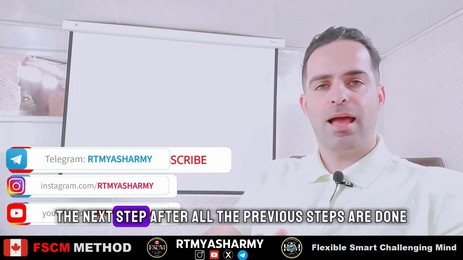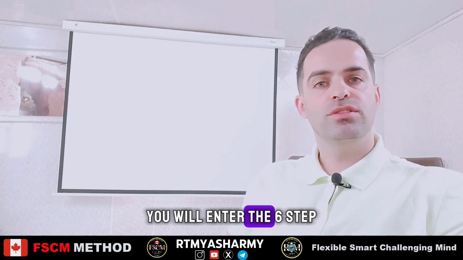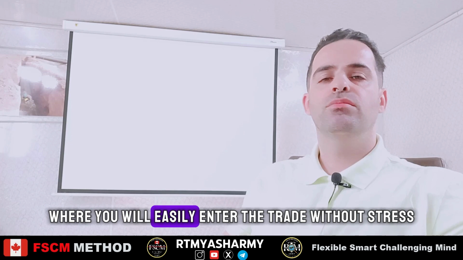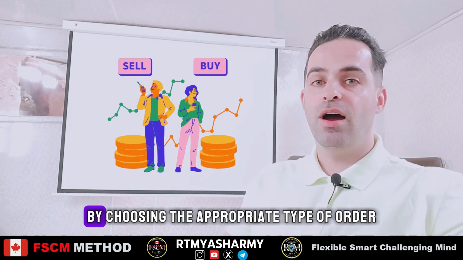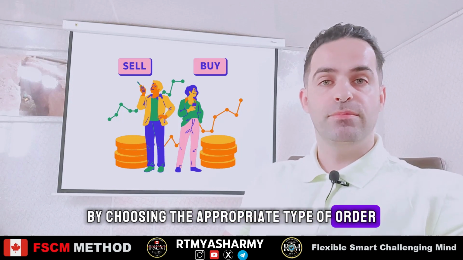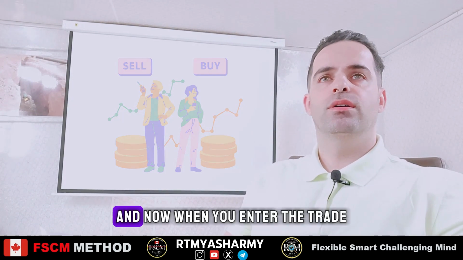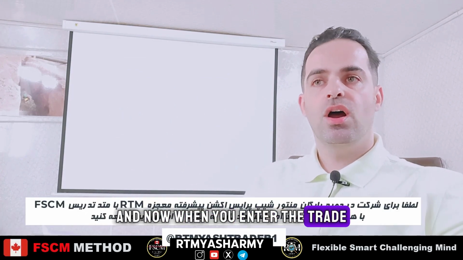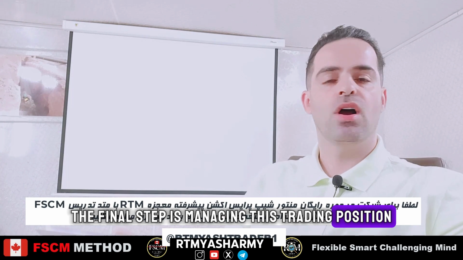The next step, after all the previous steps are done, you will enter the sixth step, where you will easily enter the trade without stress by choosing the appropriate type of order, which we will discuss in detail in the future. And now, when you enter the trade, the final step is managing this trading position.